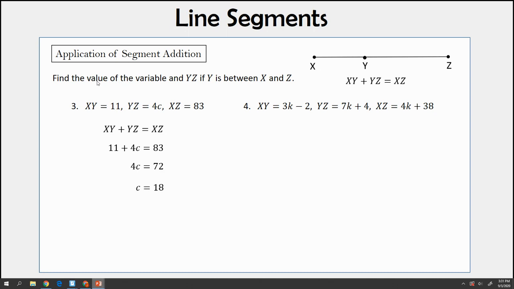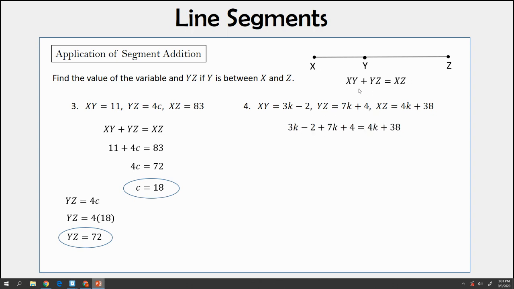Now remember, in the directions it said find the value of the variable and then find the distance from y to z. So the distance from y to z is 4c. I know c is 18, so we're going to plug 18 in place of the c. Final answer here for this part of it is yz is 72. So you're going to need both these two answers to correctly get this one. Okay, same directions follow over here. This is a little bit more complicated because they use some expressions here rather than just numbers. Okay, but it's the same concept.